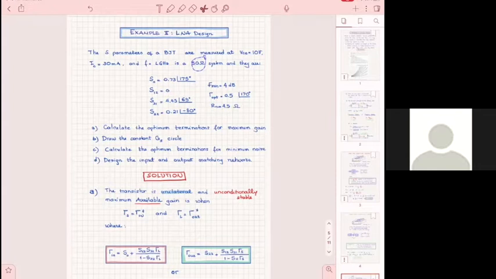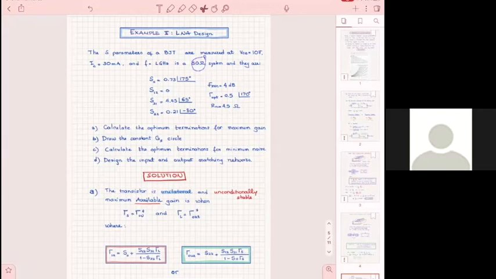First of all, you start. What happens when S12 equals 0? What happens when S12 for a transistor equals 0? Gamma in equals S11. How do we call this transistor? It's unilateral. Unilateral LNA amplifier, obviously, all right?